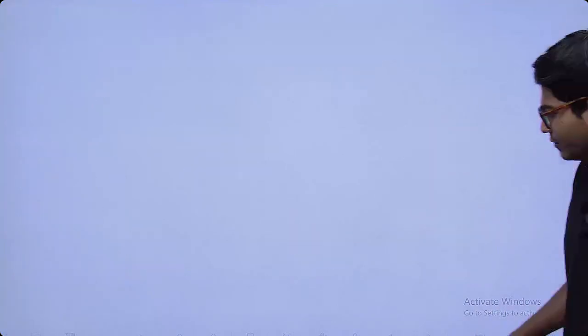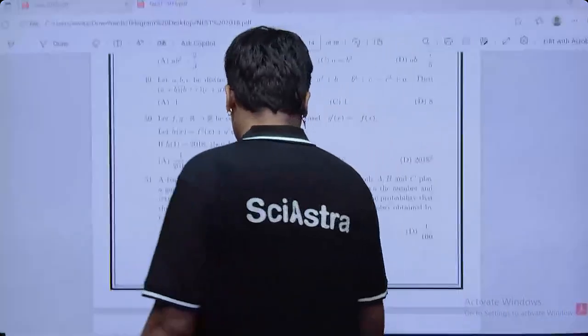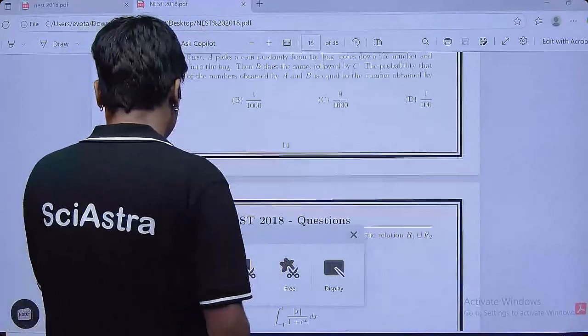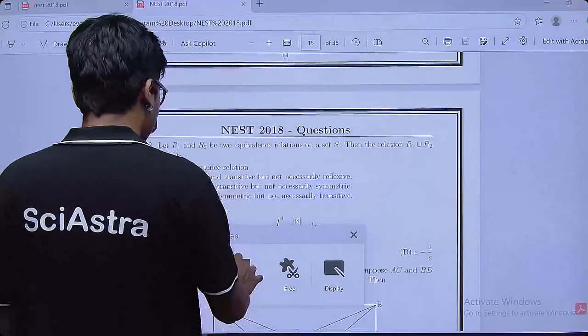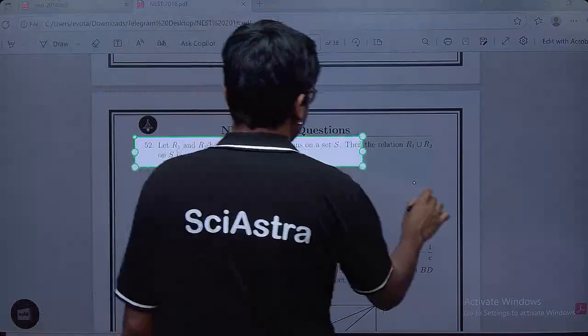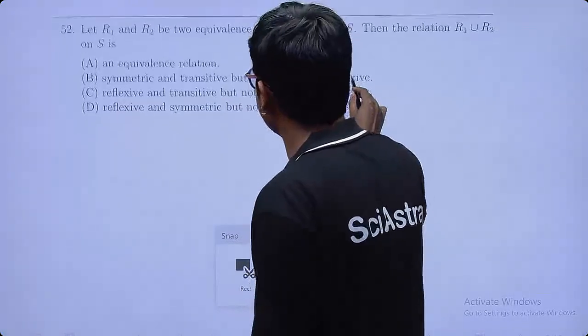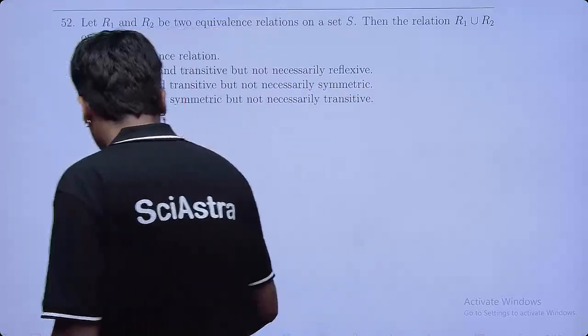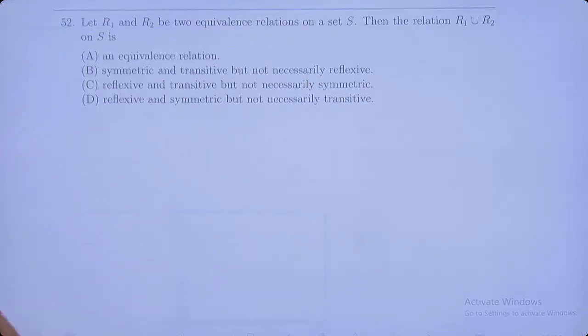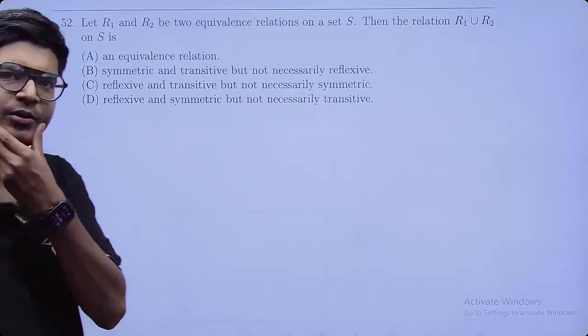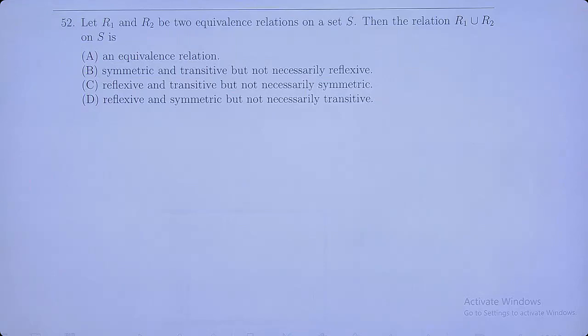Third question, 52. Again, this is something you should know. You can come up with a counter example, but this is some fact that you should remember. When you take the union of two equivalence relations, what happens to the resultant union? Is that also an equivalence relation, or what kind of relation is that?